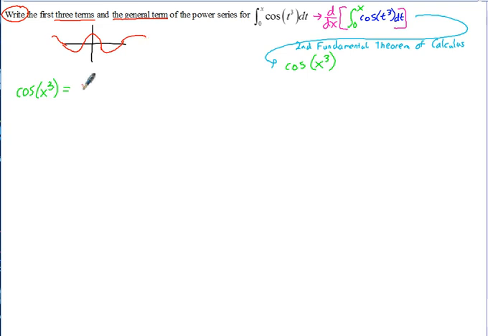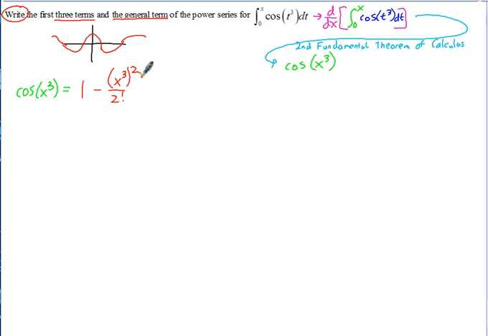So the first one would be x to the 0, but that's just 1. And then it alternates between positive and negative here, so that's how you remember it's alternating. Normally, it'd be the next even one would be x squared over 2 factorial. However, in place of x, we've got x cubed here. So instead of x squared, like we normally have for just cosine x, it would be x cubed squared.